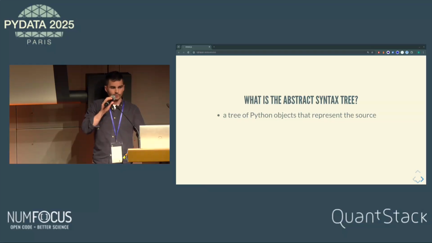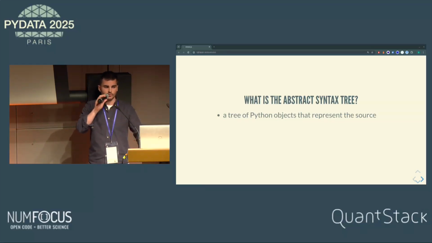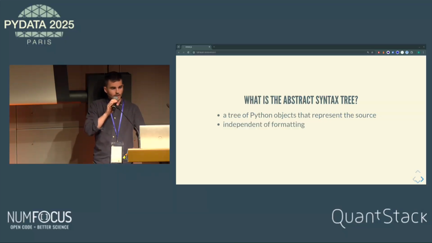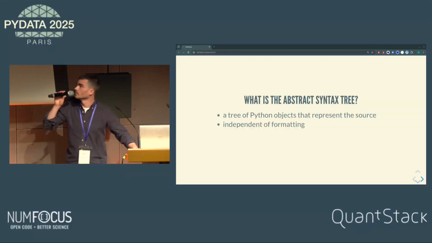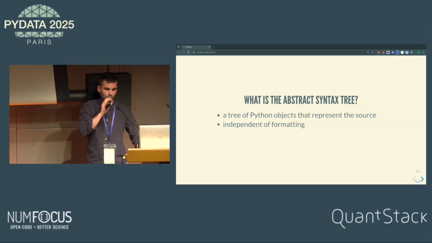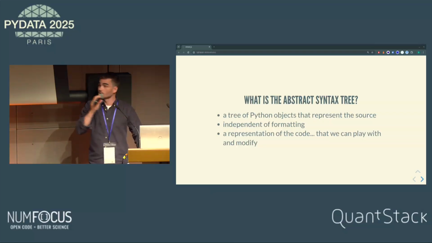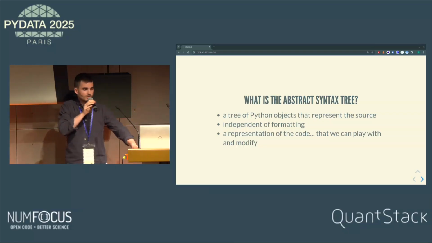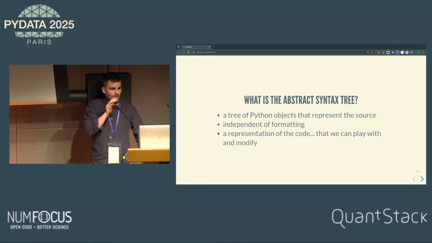So if we do a quick recap, the abstract syntax tree is a tree of Python objects that represents the source code. It doesn't depend on formatting, so if you have white spaces and extra parentheses, they will be discarded. So we lose some information between the original source code and the syntax tree. It's a useful representation of the code because we can play with it and modify it.